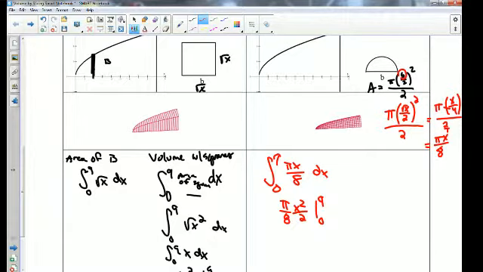So we get 81 pi over 16. And the 0, again, it just gives us 0. And we're still in volume units.